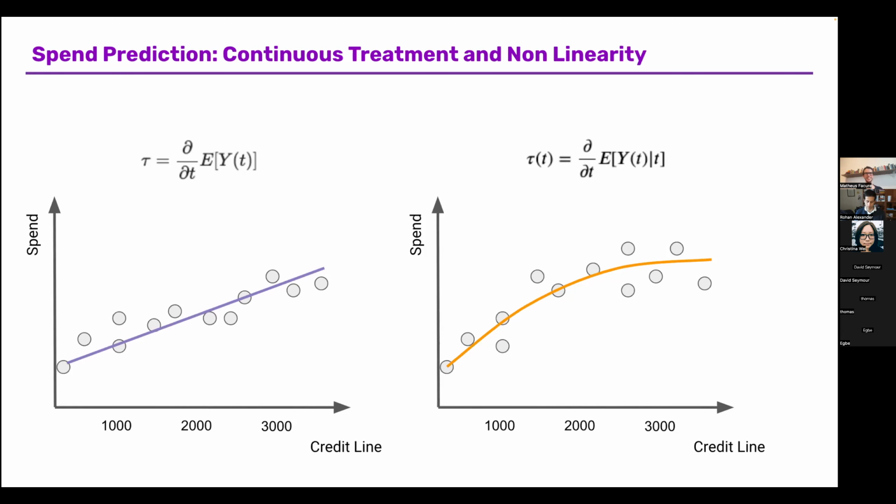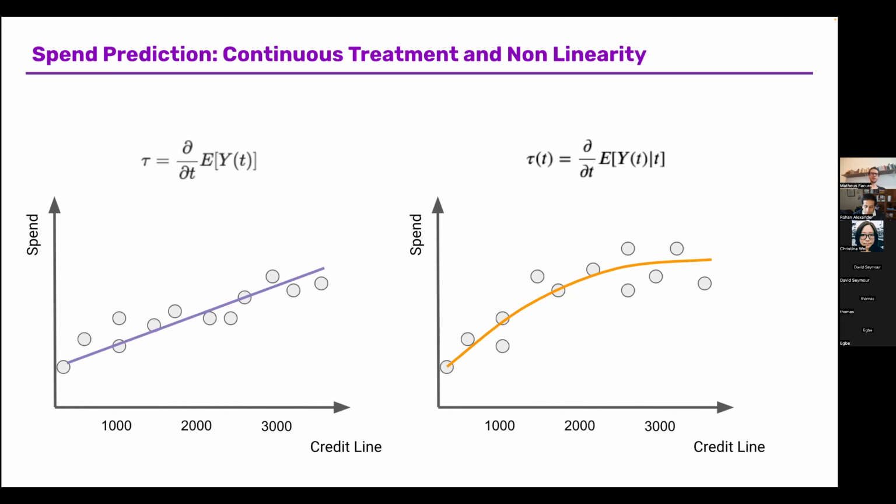It's not that simple, because like we mentioned before, this relation is not linear, which means that the slope changes as we change the treatment. So at higher credit lines, we're going to have a less steep derivative. At lower credit lines, you're going to have a higher derivative. So how do you deal with that? It becomes an entirely different matter.